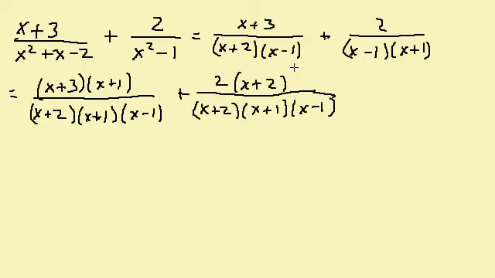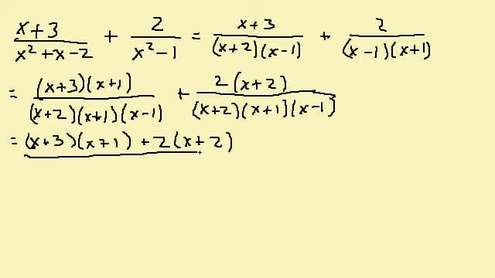Now I can combine the numerators. So I have x plus 3 times x plus 1 plus 2 times x plus 2. And that's all over the common denominator, x plus 2, x plus 1, x minus 1.